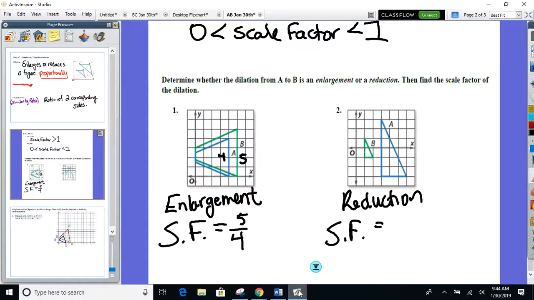Three, what do you got for me? 1 over 3. Why don't we go 3 over 1? That would have been bigger than 1, right? So that's how I know where to put it. We okay? Reduction, enlargement, and how to find the scale factor. Are we okay? Yes, Thomas.